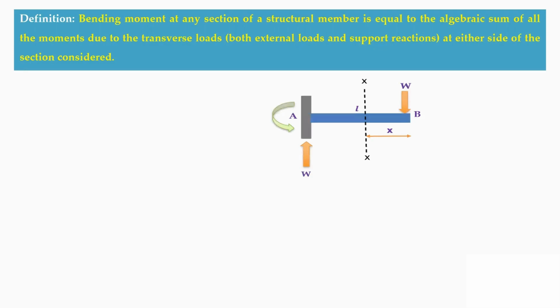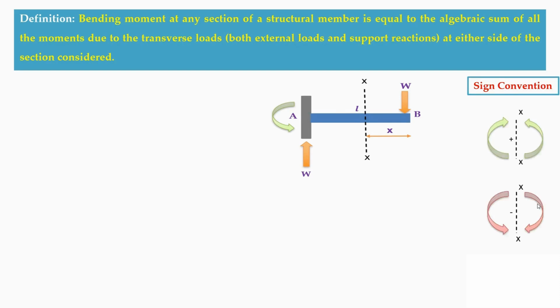Now we'll see the definition of a bending moment diagram. Bending moment is nothing but, at any section of a structural member, it is equal to the algebraic sum of all the moments that come due to the transverse loads. Here the transverse loads are nothing but the external loads and your support reactions at either side of the section that is going to be considered. Now for example, if you consider the same cantilever beam, at X distance from the free support, the sign convention here is, this is a sagging moment and this is a hogging moment.